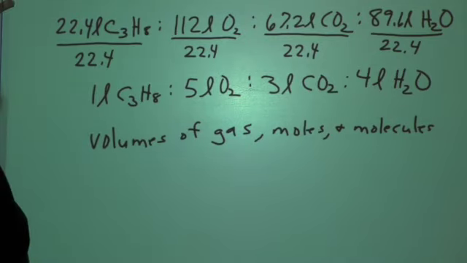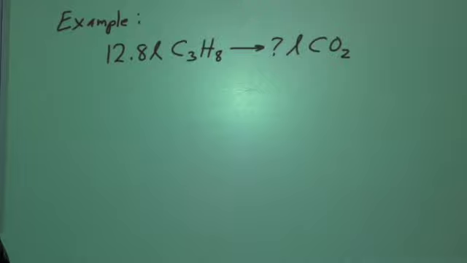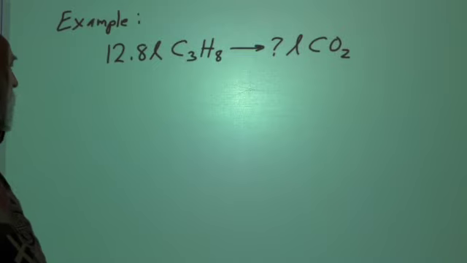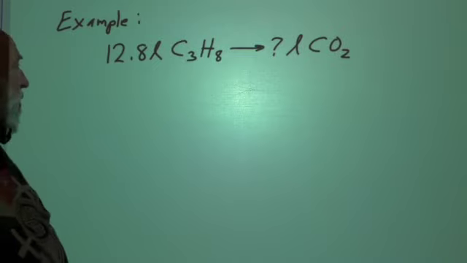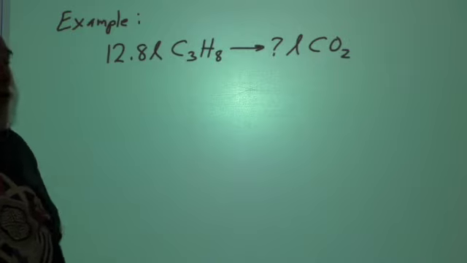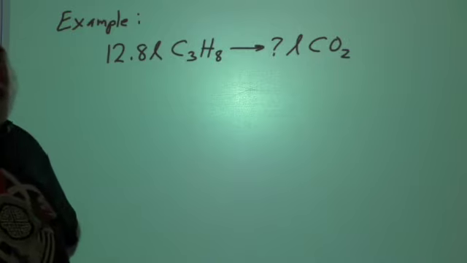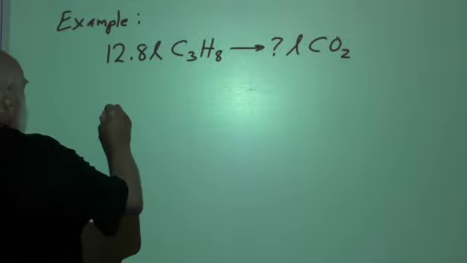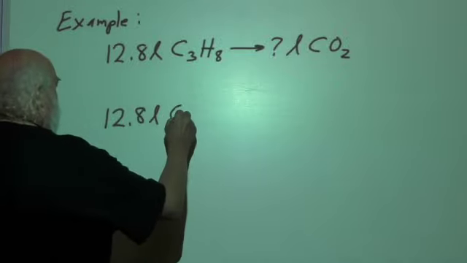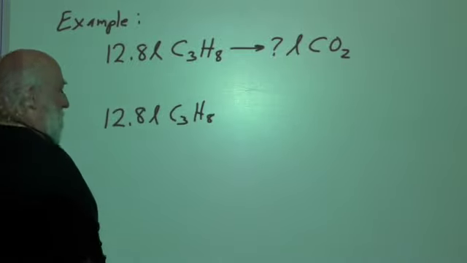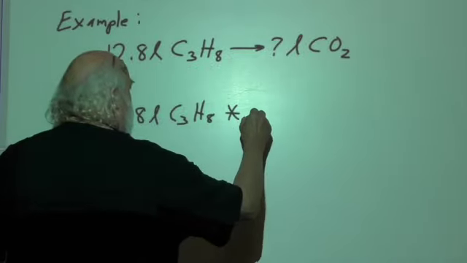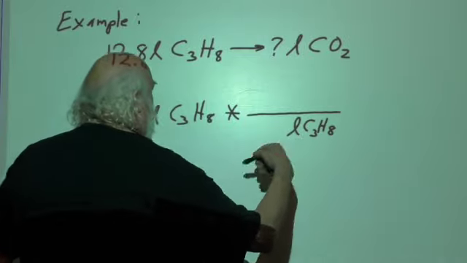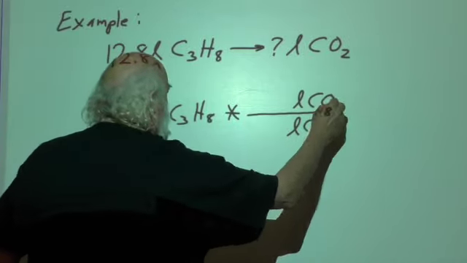Okay? Now let's go to the first example in that lesson, the script that I have there. If I have 12.8 liters of propane, I want to know how many liters of carbon dioxide would be produced. Again, it doesn't make any difference what the conditions are, since the conditions are the same for the entire reaction. So this becomes a simple one-step conversion problem. And no, not all the problems will be this easy, sorry. I'll put a times sign and a fraction line, with liters of C3H8 on the bottom and liters of CO2 on top. And I'm using that same equation.